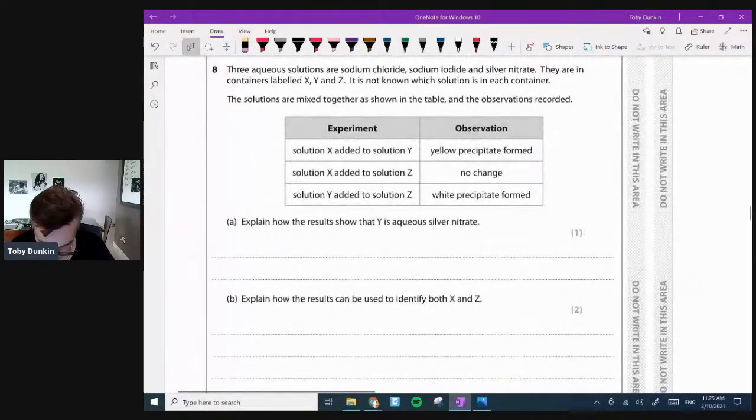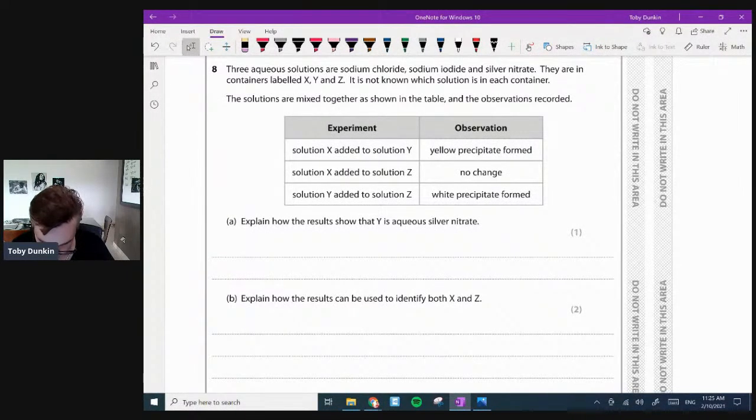Explain how the results show that Y is aqueous silver nitrate. Yeah. Oh, isn't that interesting? Solution X added to Y. So 3 aqueous solutions of sodium chloride, sodium iodide, and silver nitrate. They are in containers labeled X, Y, Z. It's not known which solution is in each container. The solutions are mixed together as shown in the table. Isn't that interesting? They mix the two together.